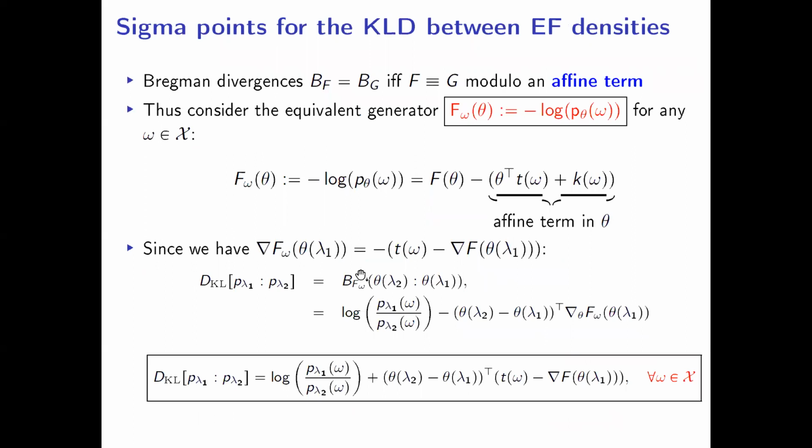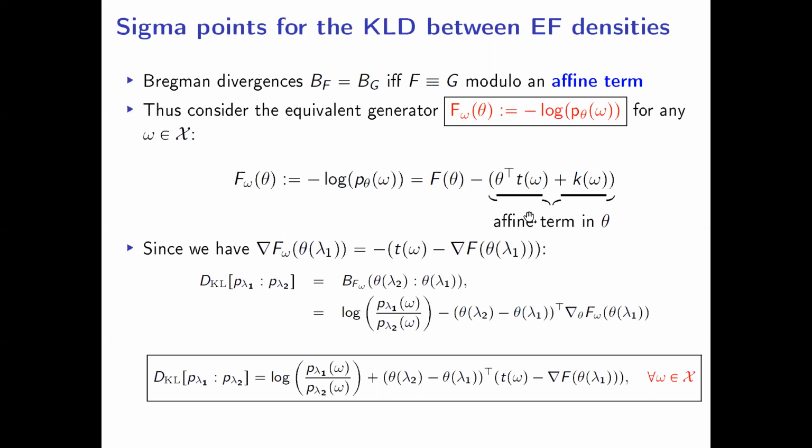So now, to express the KLD between two densities of an exponential family with sigma points, we observe that the Bregman divergence is defined modulo some affine term, so that if f and g differ by some affine term, they lead to the same Bregman divergence. So what we're going to do is choose a sigma point omega in the support, and take the minus log density. This is a convex function in our case. If we express it here, we see that it is the cumulant function, which is a real analytic convex function.